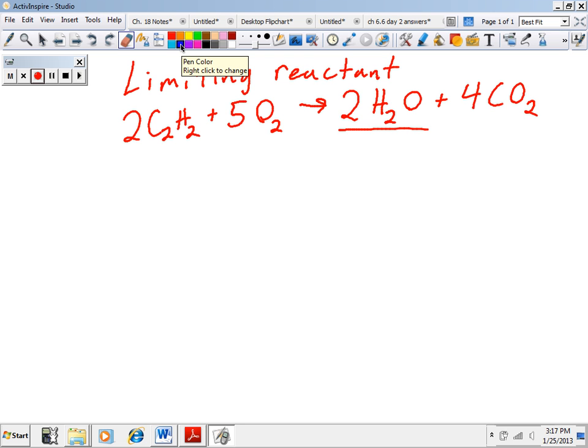Okay, so from the previous screen, we have this. Oh, I need to get the pen back. We have this. The O2 is limiting, and the C2H2 is excess. And that's important because we would have thought that with 50 grams of O2, that would have been the excess, but that's not actually the case.